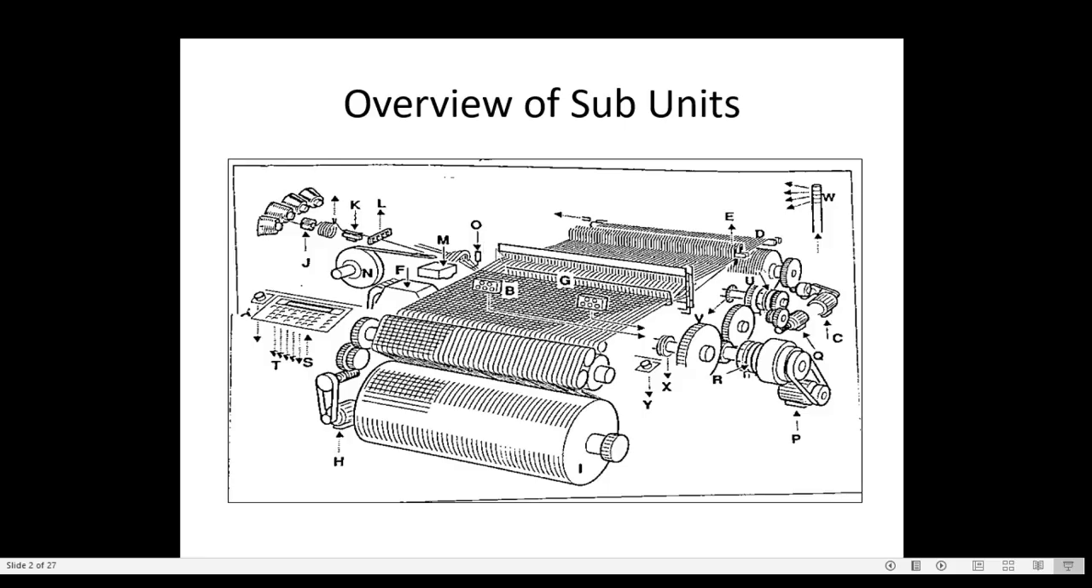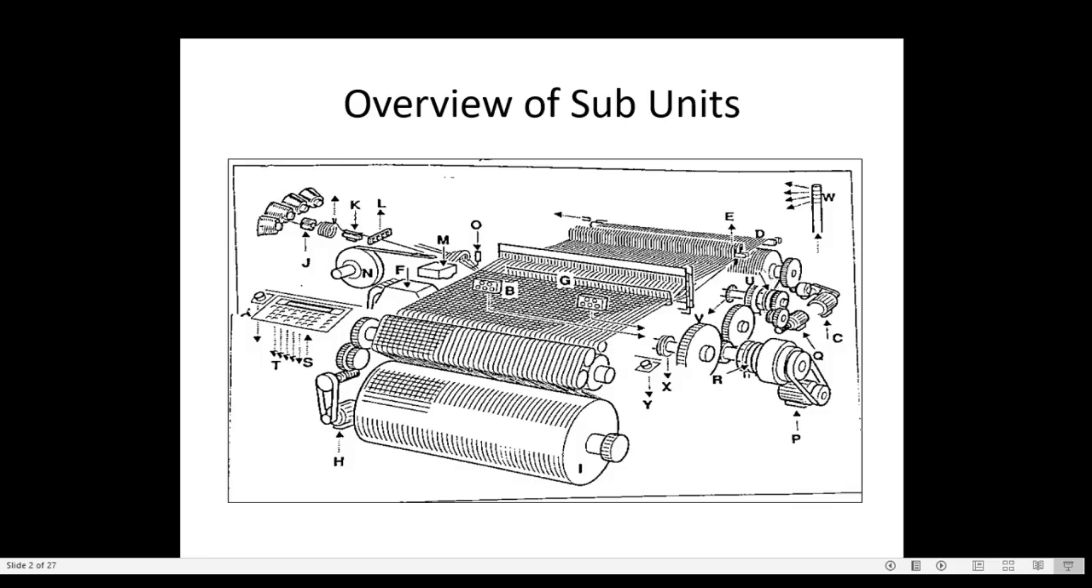Then P is the main motor. Q is the slow speed motor, the creep speed motor. R is the clutch and brake device. Then U is the pick finding clutch. Here also a clutch is there. When the main motor clutch disengages, this clutch gets engaged, so it works in reverse of the other clutch.